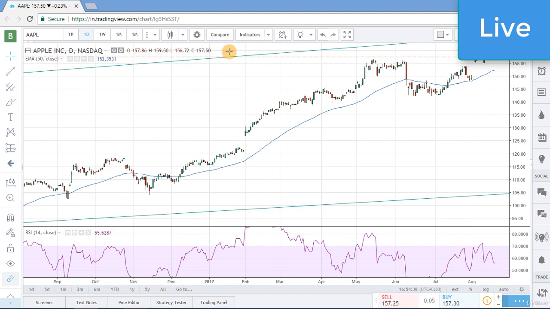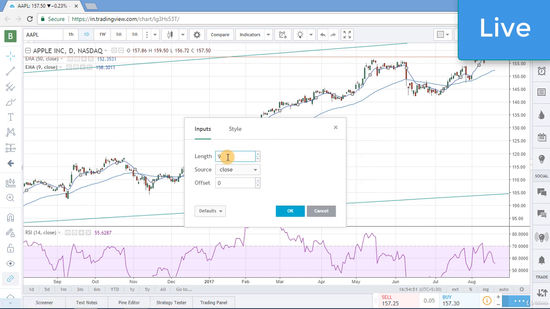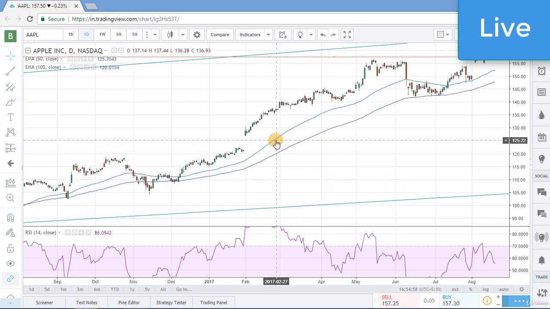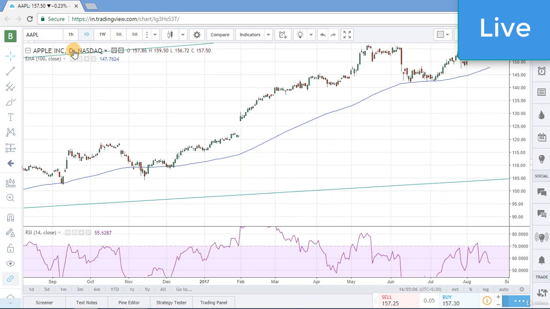Now this is the 50 EMA. We can have one more EMA of input 100 day. This is the 100-day moving average. Just delete this 50 day. On the daily time frame, the stock is retracing up to this 100-day moving average. So this is the support line for this stock.